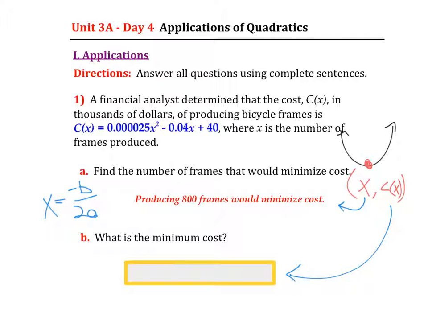And it's asking, what is the minimum cost? It would be $24,000. Now, when you plug this in, chances are you just got 24. But we have to read the context of the problem. Please remember that the cost variable is using thousands of dollars as our units.